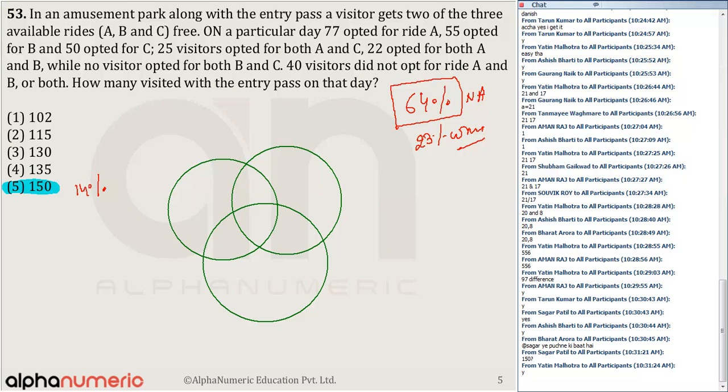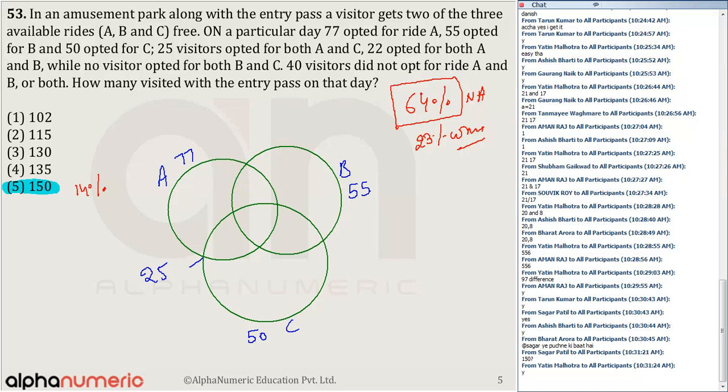In an amusement park, along with the entry pass, a visitor can get two of the three available rides, that is A, B, and C, free. On a particular day, 77 opted for ride A, 55 opted for B, and 50 opted for C. 25 opted for both A and C. So I can say this is 25.